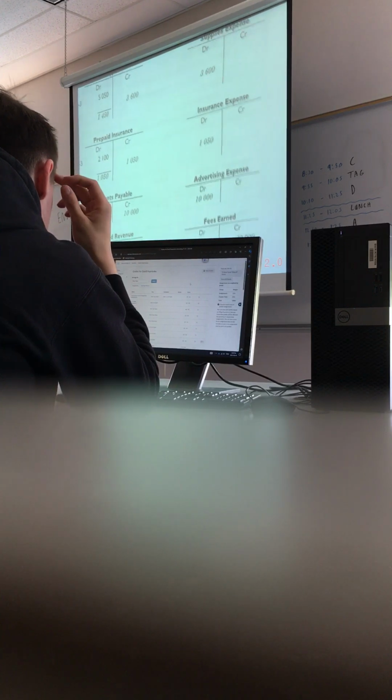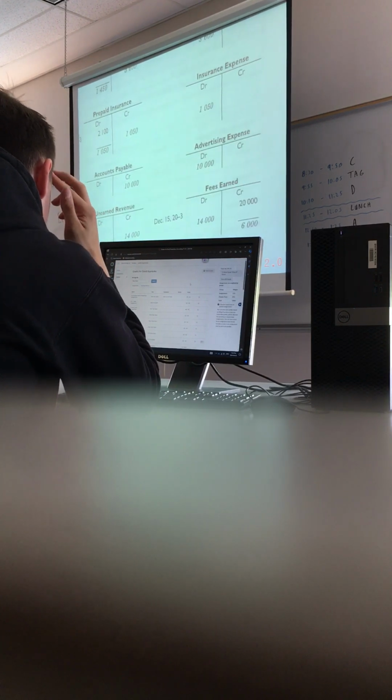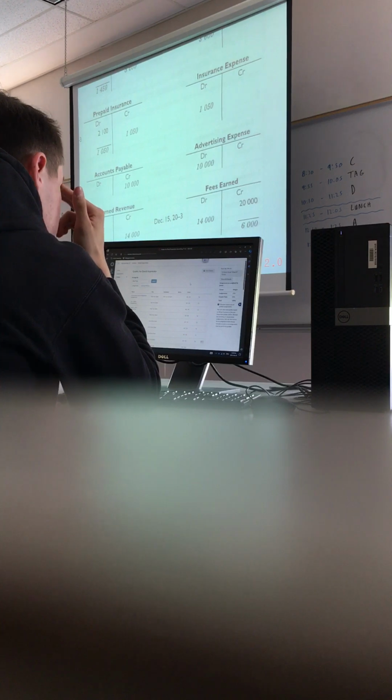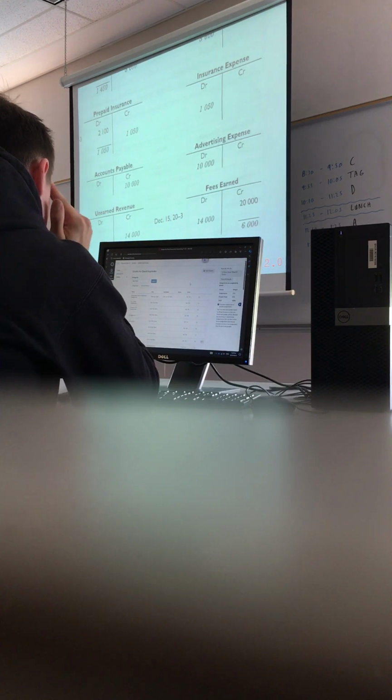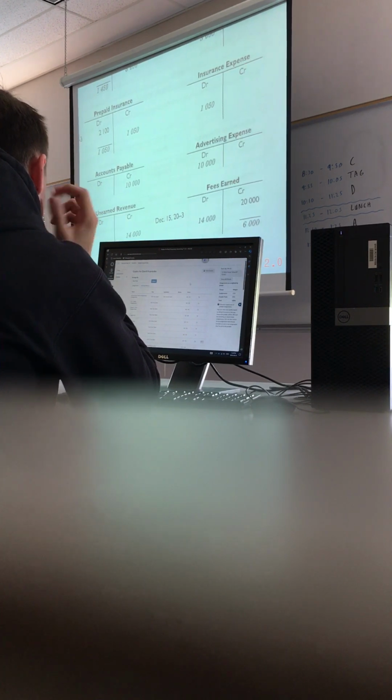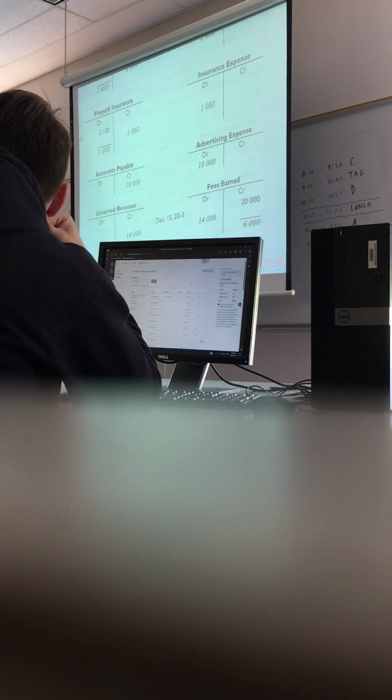Okay, so those are your 4 adjusting journal entries. They're always the same 4. So once you do them a bunch of times, it's really simple. In the next section, the same 4 things happen, just put down in a different format.